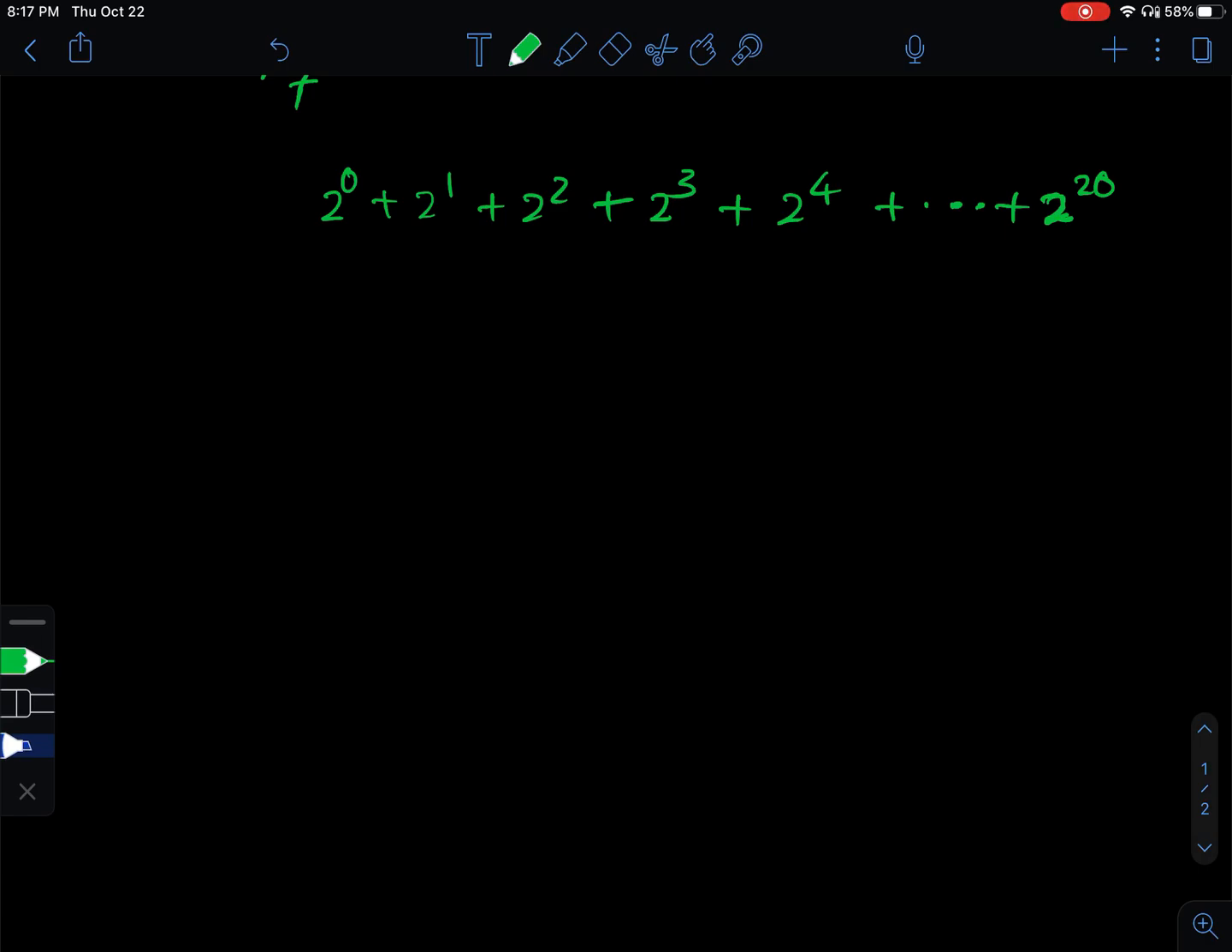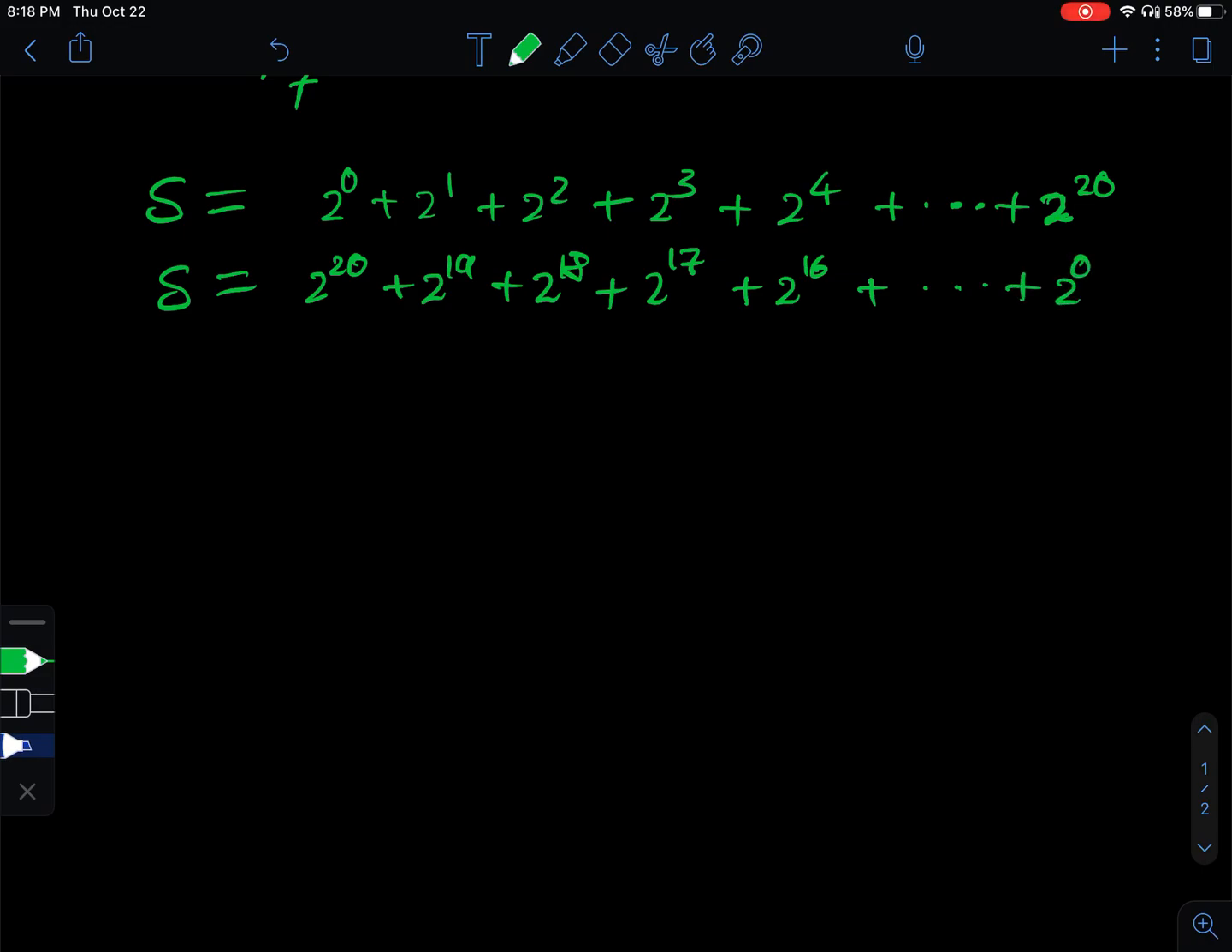So if we were to write the sum as S, now, if you remember in arithmetic series, when we flip it, we just simply write S, and we would redo 2 to the power 20 plus 2 to the 19 plus 2 to the 18, 17, 16, this way. Now, you might be thinking, aha, this actually works. Look, the exponents add up to 20 each time.